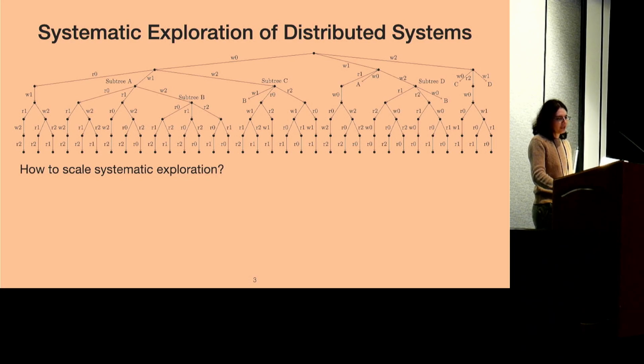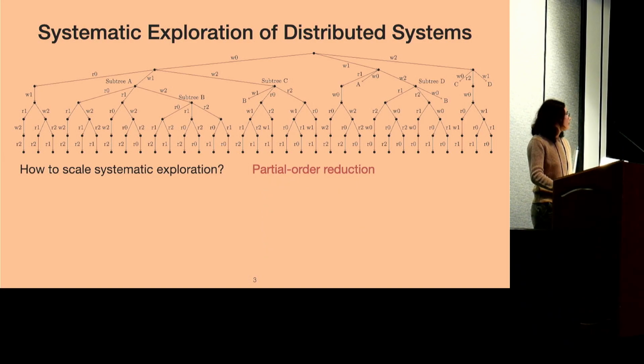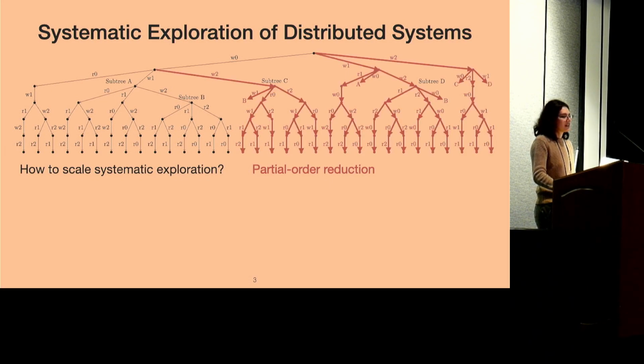Well, one thing we can try is use partial order reduction. So this has been the focus of a lot of work over the years. And if we do that, we can avoid exploring redundant interleavings of events in the system. So if we do that for this example, we can avoid exploring all the parts now shown in red.